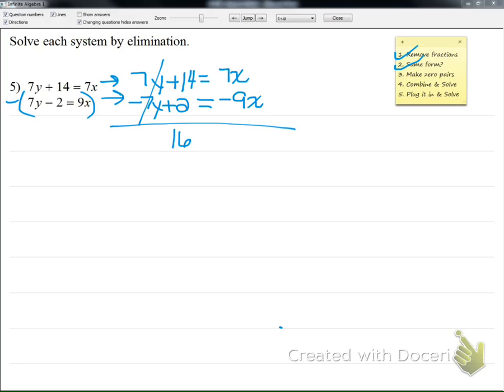14 plus 2 equals 16, which is equal to negative 9 and positive 7. The bigger sign is the negative, and because they're opposite signs, you have to subtract 2x. We're solving for x, so we divide by negative 2 on both sides, which cancels out the 2, so x is equal to negative 8. Go ahead and push pause if you need to copy that.